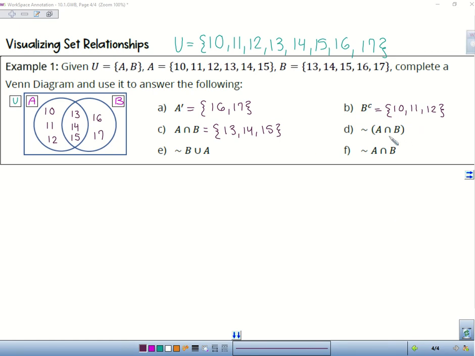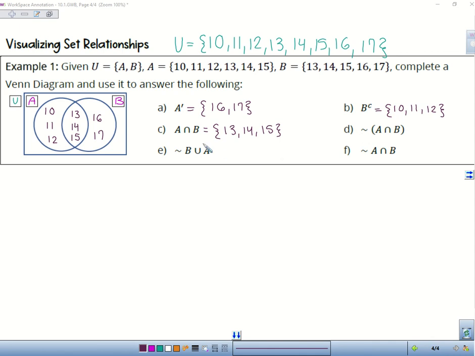So now we're going to move on to D. Now I want you to look at D and E for a second. What is the main difference between D and E, other than the letters used? There's parentheses. So you all know how parentheses work in math. We have to work inside the parentheses first, right? Same thing goes here. So on this question, for example, you're going to take the intersection of A and B and then find the complement of that.